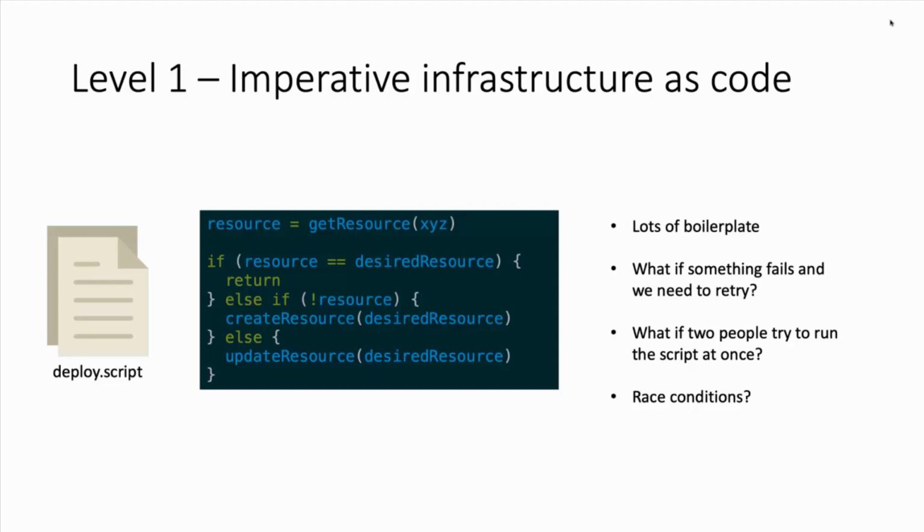What happens if multiple people in my organization run the script at the same time and the results conflict with each other? They both try to get the resource and see that it's missing, and then they both try to create the resource at the same time. So that's called a race condition. You can end up with unreliable results because there's conflicts between person A trying to update the resource to this setting and person B trying to update the resource to a different setting.